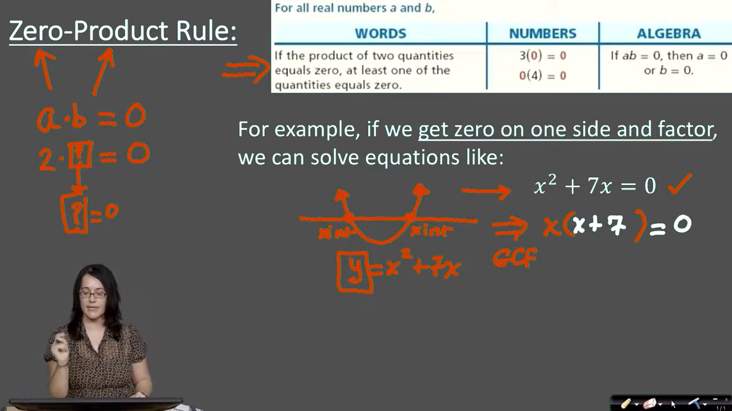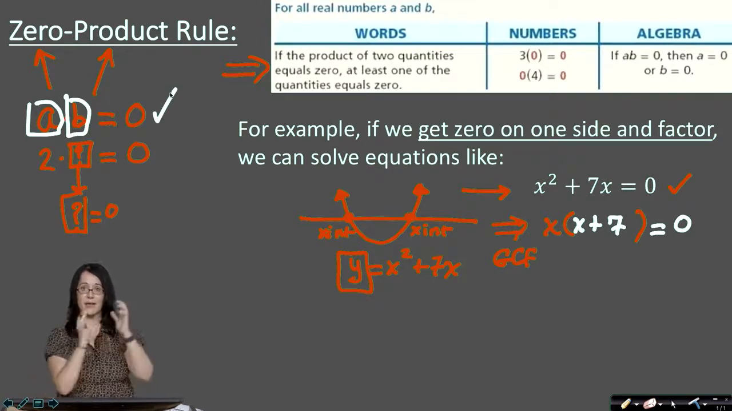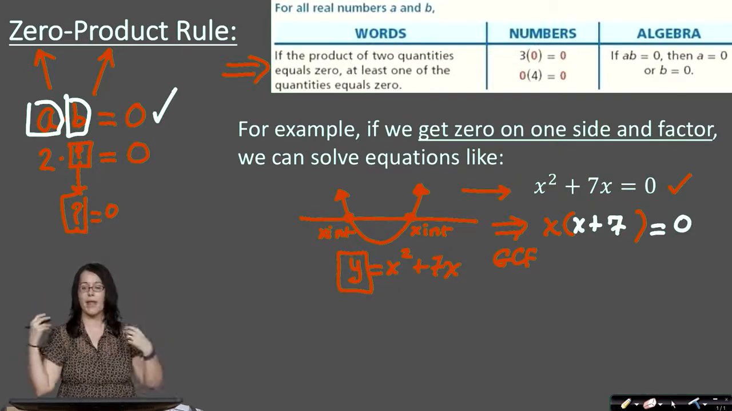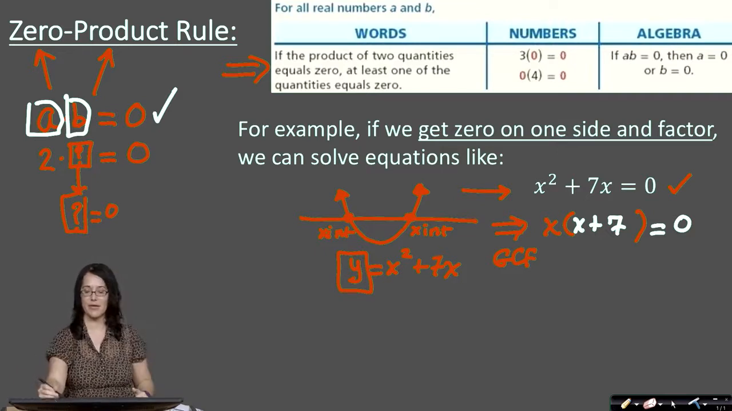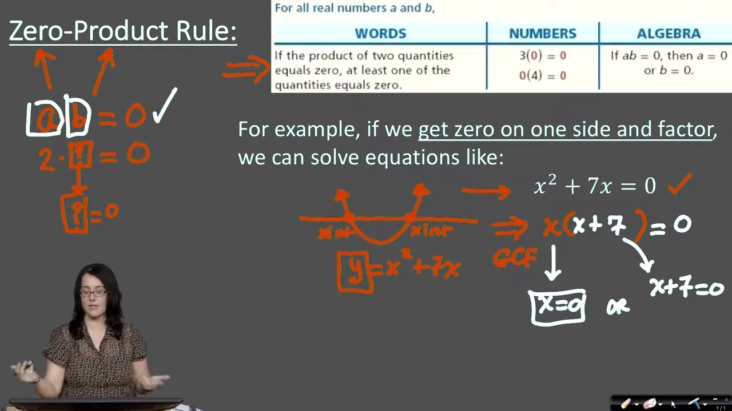And so what we're noticing is I have something times something equals 0. If I have something times something equals 0, we know according to the zero product rule, which is just common sense, right, that one of them has to be 0. So either x would equal 0 or x plus 7 would have to equal 0. That's a linear equation. We know how to solve those. Get x by itself using subtraction on both sides, getting rid of the 7 on both sides. X would equal negative 7.